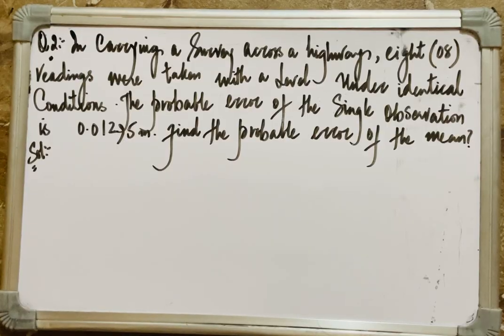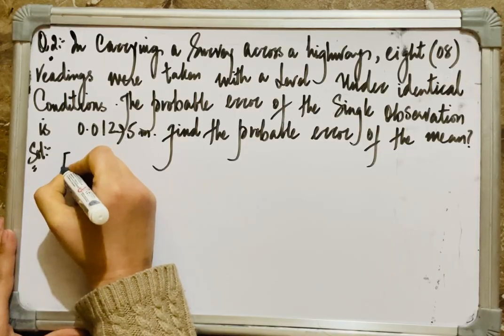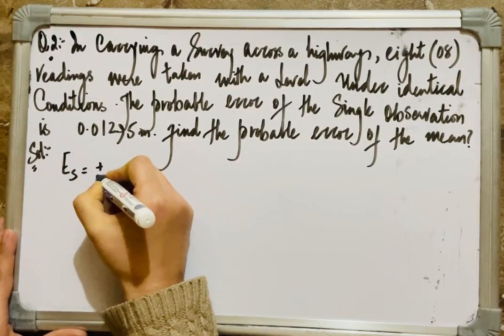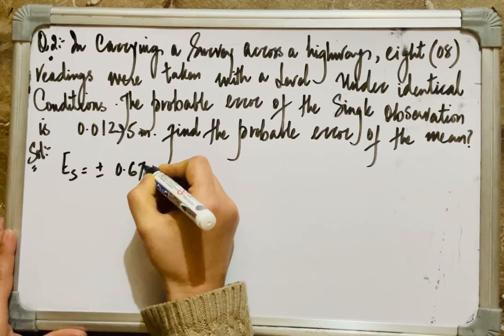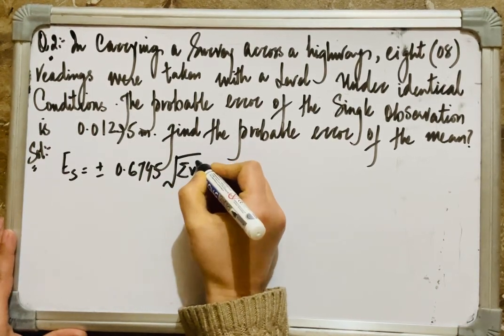All right. So the question is, in carrying a survey across a highway, 8 readings were taken with a level under identical conditions. The probable error of the single observation is 0.01295 meters. Find the probable error of the mean. You know that the probable error of the single observation is plus minus 0.6745 times the standard deviation, that is, square root of summation of v square divided by n minus 1.